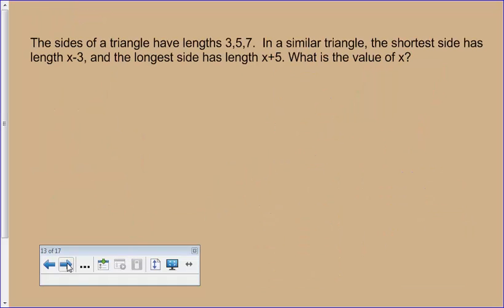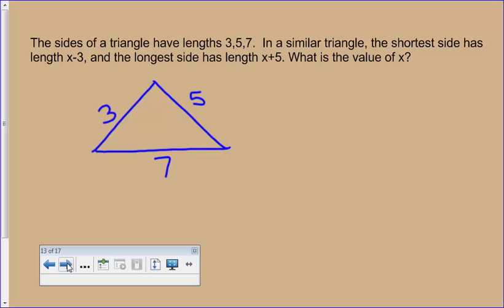Okay, so word problems. Usually these are intimidating, but they don't need to be. We're going to take it one sentence at a time. The sides of a triangle have lengths 3, 5, and 7. Okay, they said these are the sides of a triangle, so I'm going to draw myself a triangle. I'm going to call this side 3, this side 5, and 7. The first sentence is now a visual image.